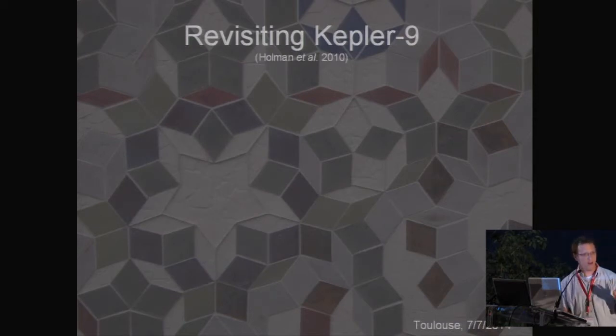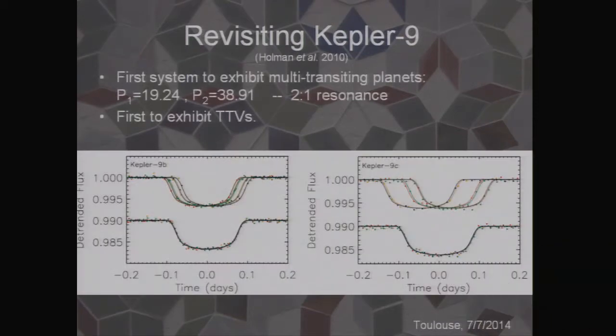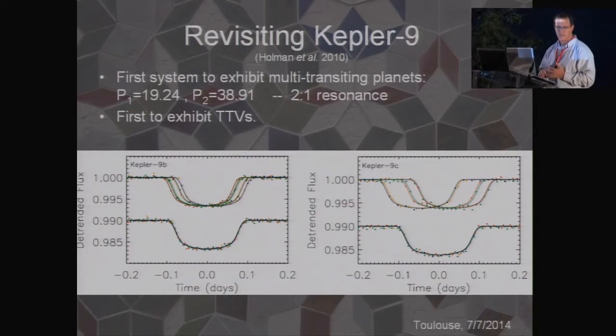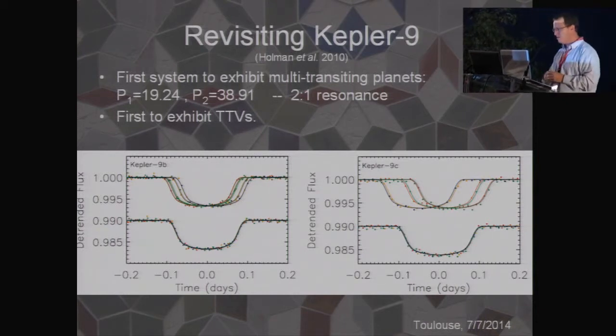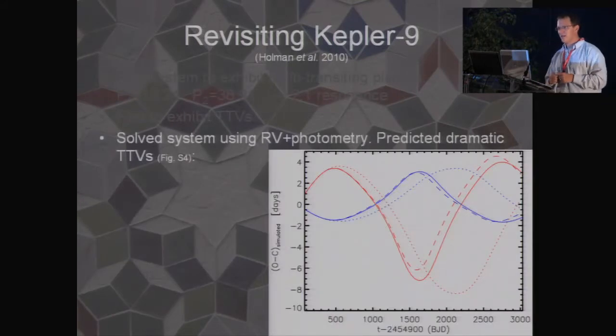So, Kepler 9 is a very important system because it's the first multi-transiting system and the first system to show TTVs, both in the same place. It was shown by Holman et al. that if you don't take TTVs into account, the transits don't line up nicely, but if you do, they do. Holman et al. solved the system completely using both the photometry that they had and radial velocity.